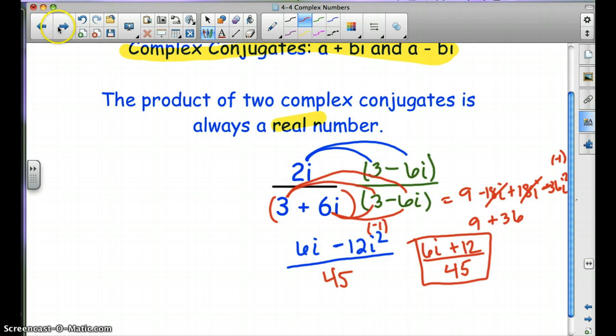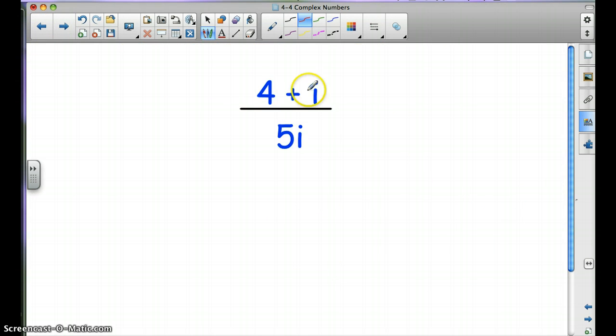Let's try another one. So here we have an i in the denominator. We have 4 plus i over 5i. So all we got to do is get this i out of the denominator. So what we can do is multiply it by i over i.